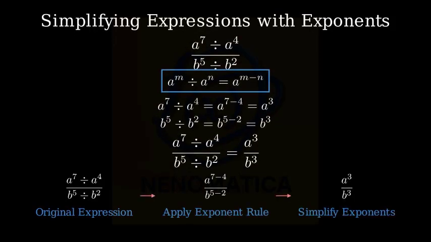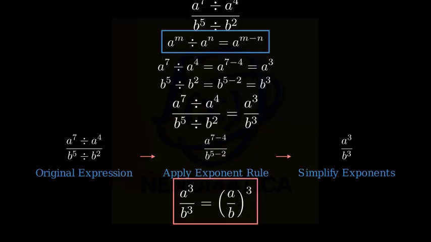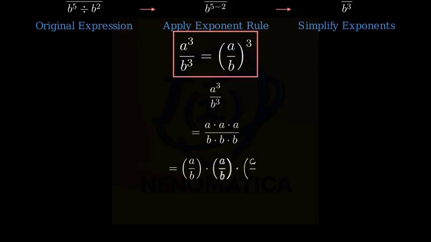We start with the expression and apply our exponent rule to both the numerator and denominator. When we have the same exponent in both numerator and denominator, we can write it as a fraction raised to that power. So, a cubed over b cubed becomes the fraction a over b raised to the power of 3. Let's understand why this works. When we raise each term in a fraction to the same power, it's equivalent to raising the entire fraction to that power. In our case, we have a cubed in the numerator and b cubed in the denominator, which is the same as a over b, all cubed.